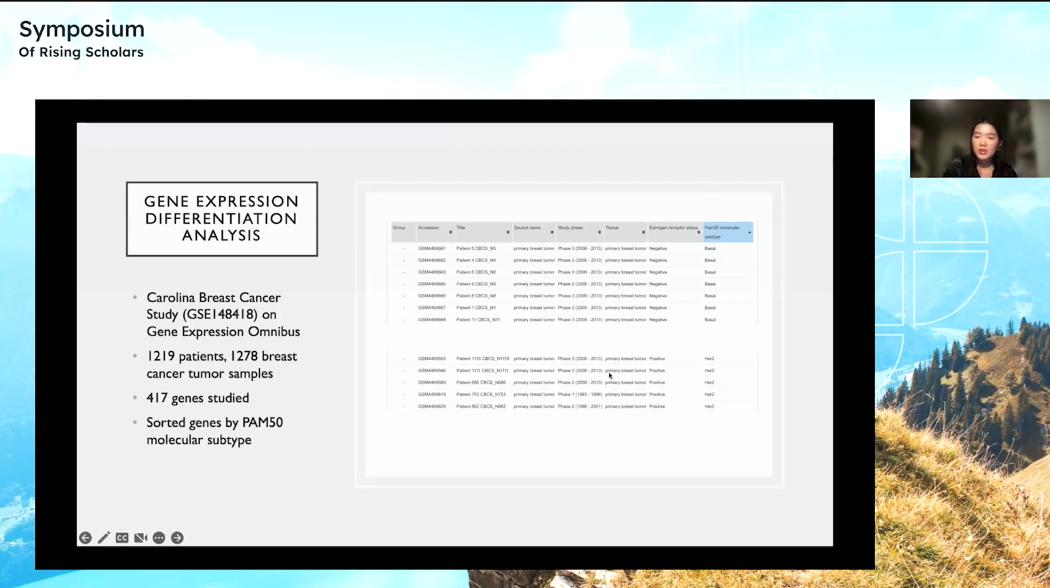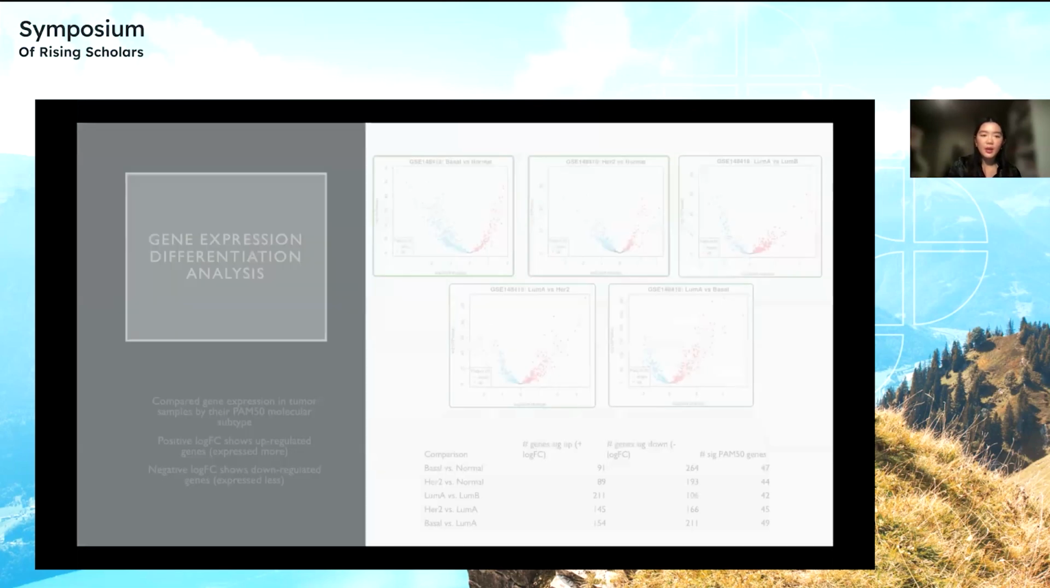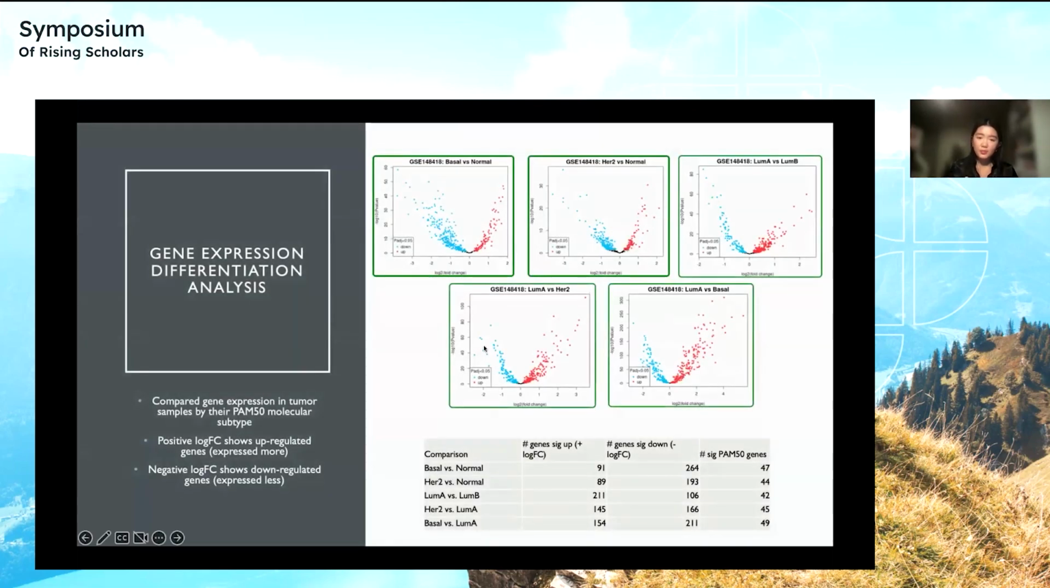So on the right, you can see how by sorting it in the data set, I could group the samples by their subtype like basal and HER2. And then with this, I used the gene expression differentiation analysis tool on the GEO2R website. And then I compared the gene expression in tumor samples by their PAM50 molecular subtype.